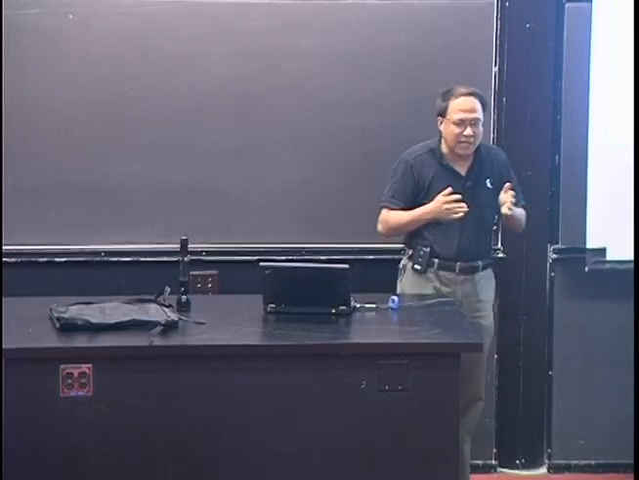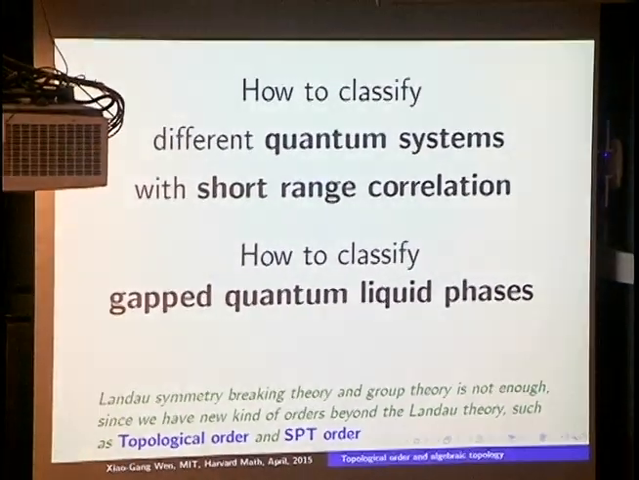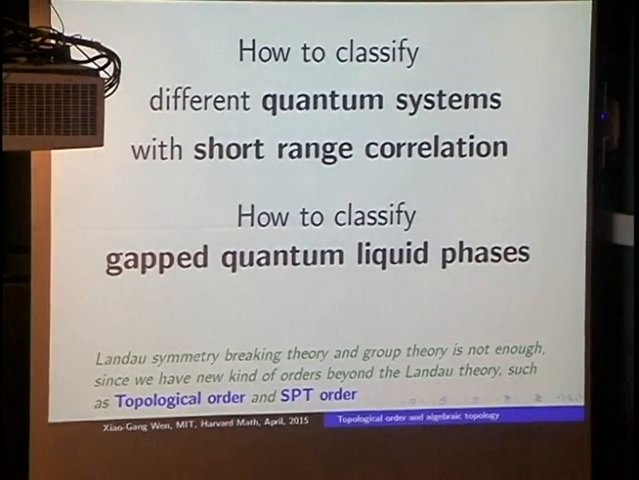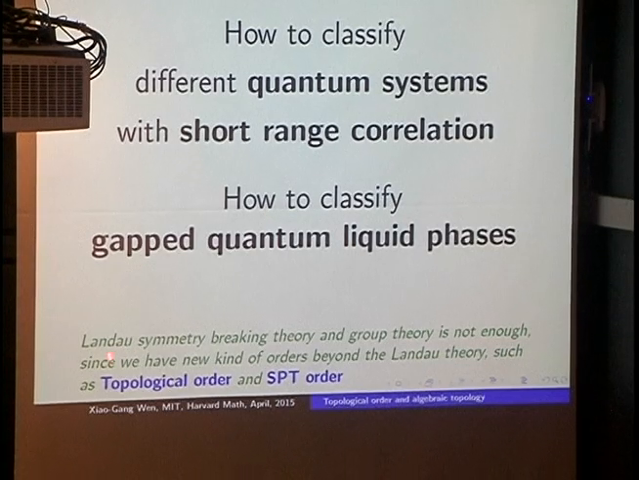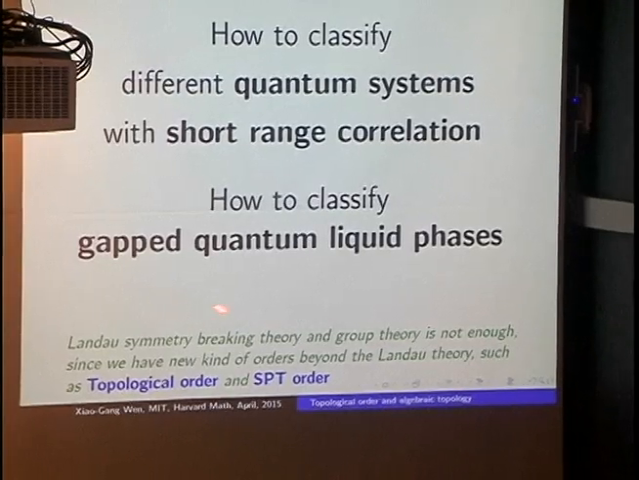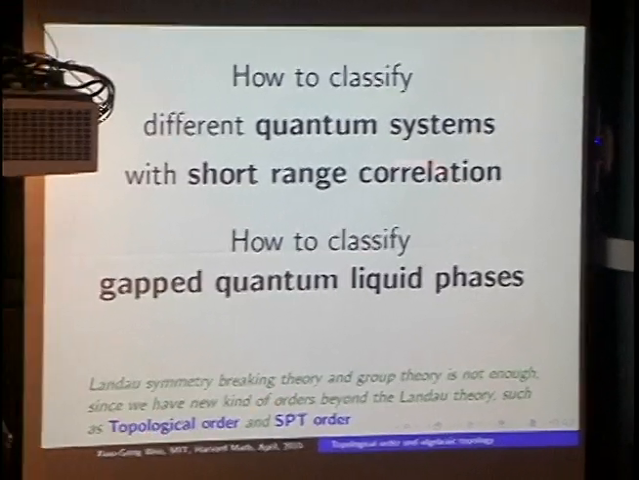So the issue we try to discuss here is how to classify different phases of matter. You know, there are phases of matter like liquid, solid, plasma, but that's not quite correct. Actually, a more sophisticated classification of phases of matter is based on Landau's symmetry breaking theory, using group theory. Basically, Landau theory says that different phases of matter are different because they have different symmetry. And so this is basically symmetry breaking. And using group theory, for a long time we thought we had a complete classification of phases of matter.